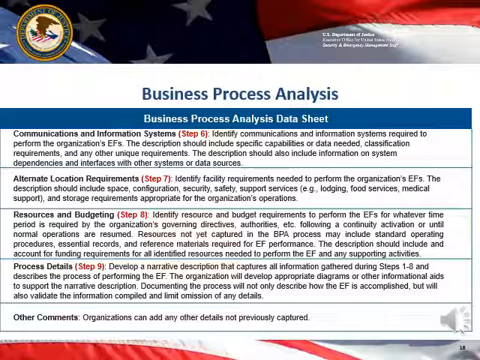Finally, in Step 9, an organization develops a narrative description that captures all information gathered during Steps 1 through 8 and describes the process of performing the mission essential function. The organization will create appropriate diagrams or other informational aids to support the narrative description. Documenting the process will describe how the mission essential function is accomplished, validate the information compiled, and limit any detail omissions.